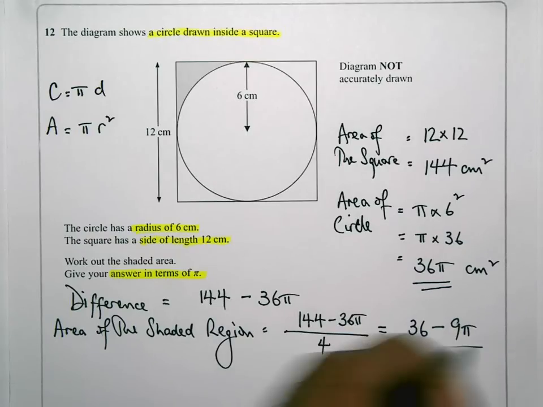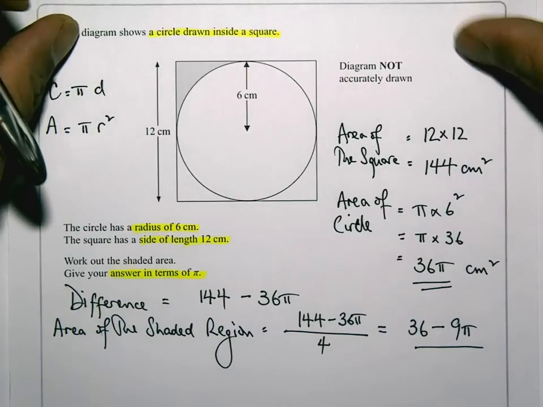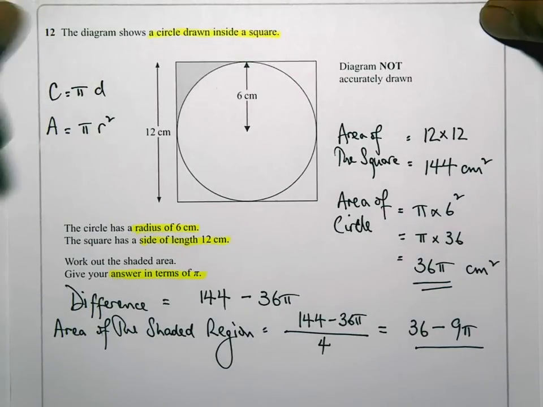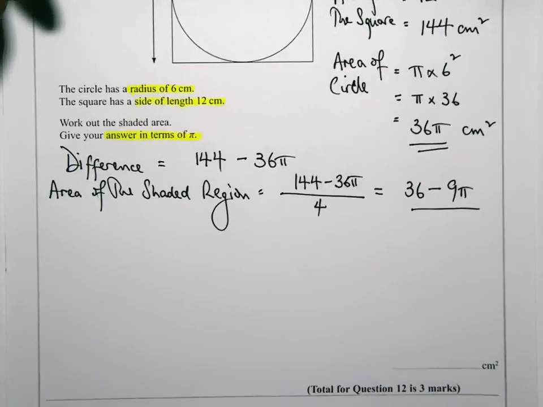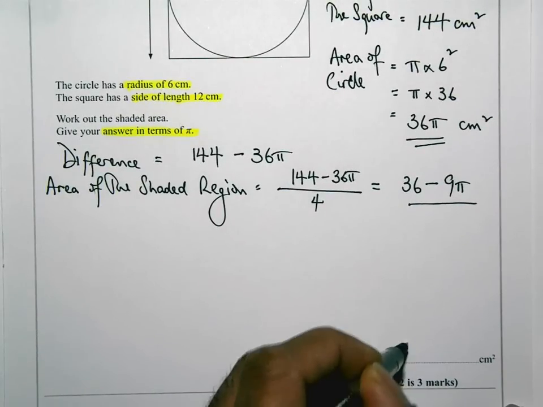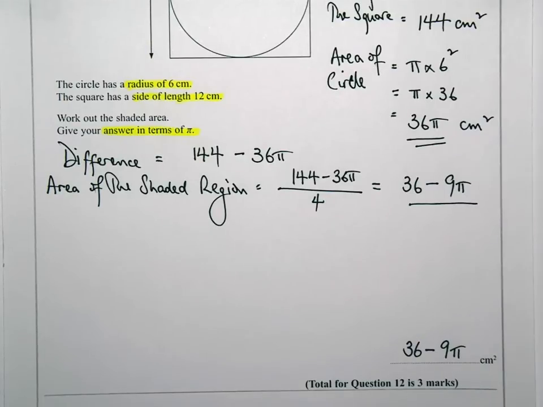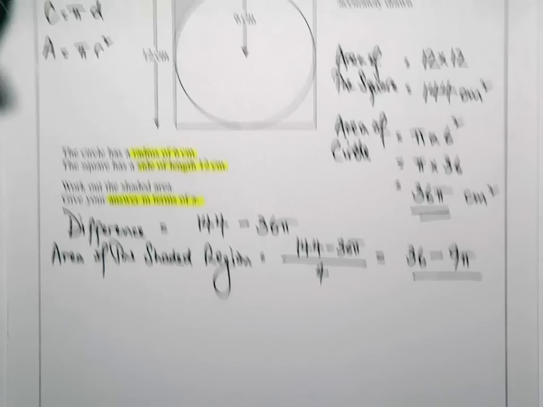That is my answer. That's the result for this particular question, and that's what I should write in the answer space. So if I just go down to the answer space, in that area I'm going to write 36 minus 9 pi.